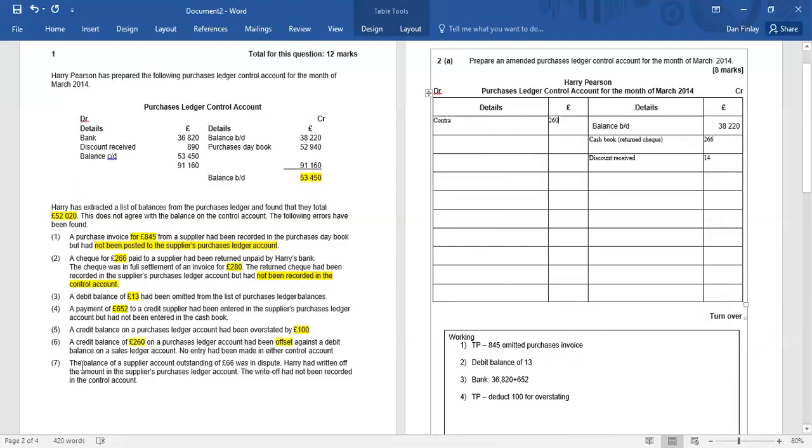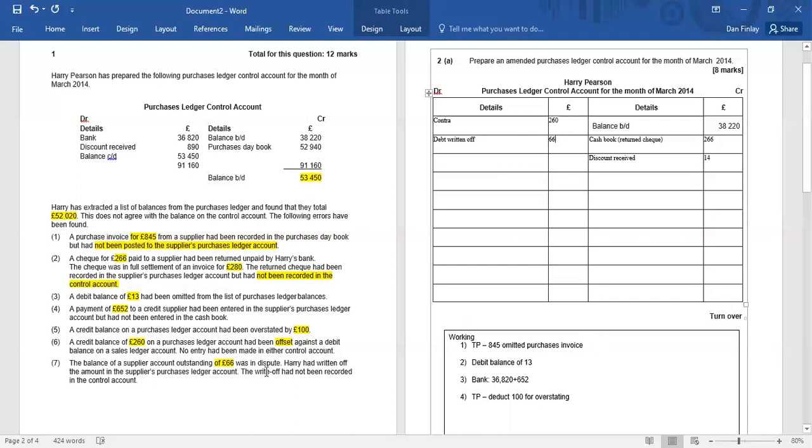And number 7, the balance of a supplier account outstanding £66 was in dispute. Harry had written off the amount on the supplier's purchase ledger account, so he's written it off already in here. The write-off had not been recorded in the control account. So that means a supplier says Harry owes him £66, but Harry's disputing it, so Harry's just writing it off because he says he doesn't owe it. So that means it will reduce the balance. So it's not irrecoverable debt, it's just debt written off at £66.